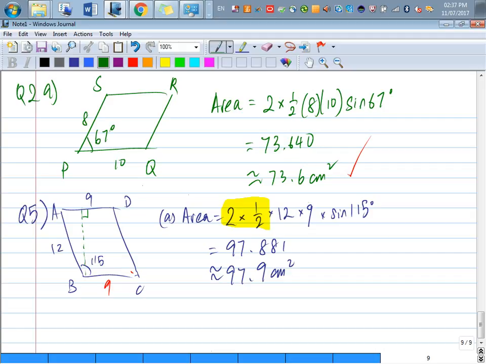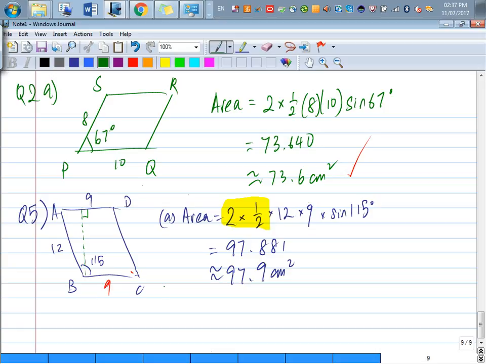Do you remember the other formula for area of a parallelogram? I said it just now. Base times perpendicular height. This green color line, that is your perpendicular height, isn't it? And where is the base? The base is BC, which is 9. We can also consider AD as the base, which is also 9.